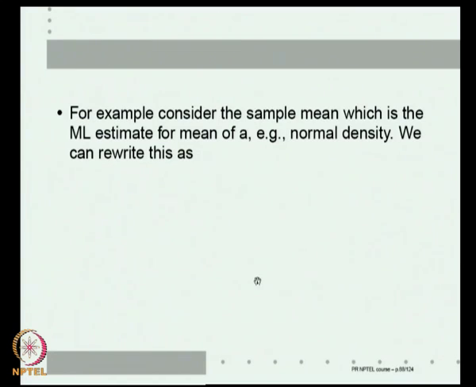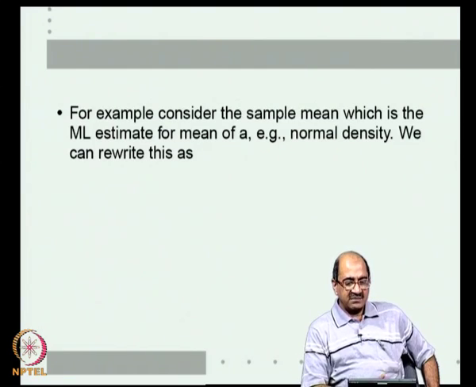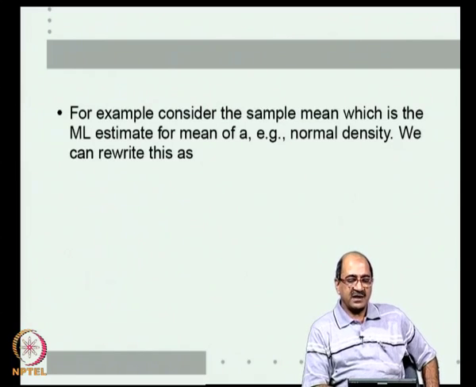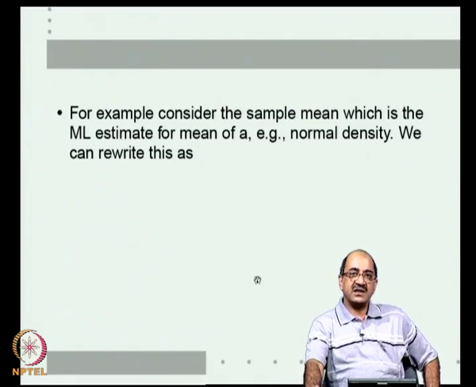So, here is one simple example. As usual, let us take the example of sample mean. As we have seen, sample mean is the ML estimate, and also the UMV estimate, for many parameters. So, for concreteness, if we are estimating the mean of a normal density, we know sample mean is the ML estimate. So, let us ask how we can compute sample mean recursively.